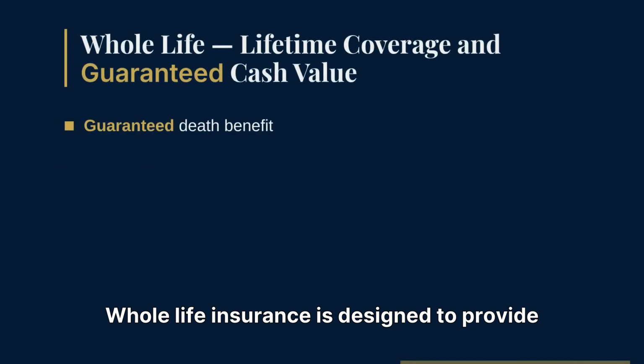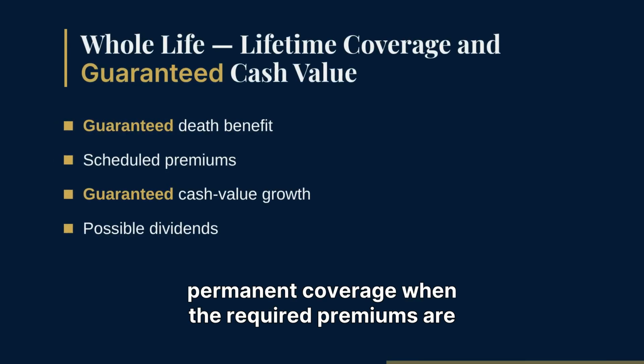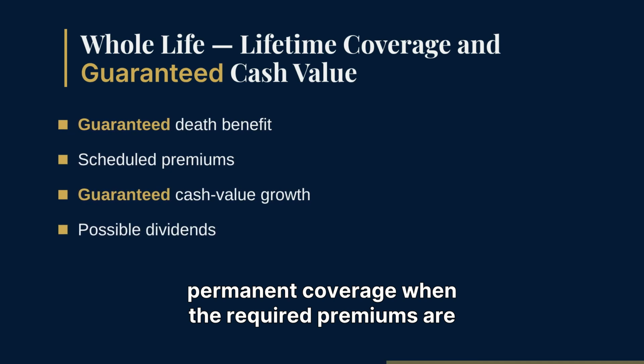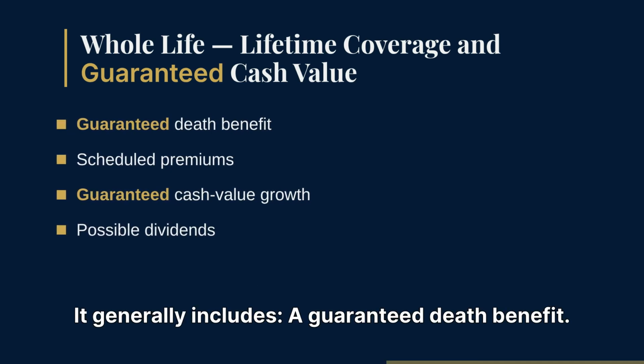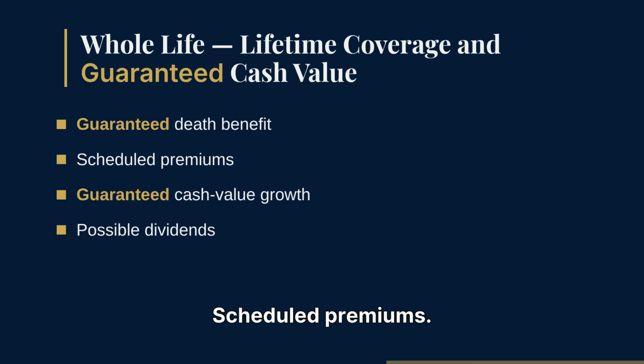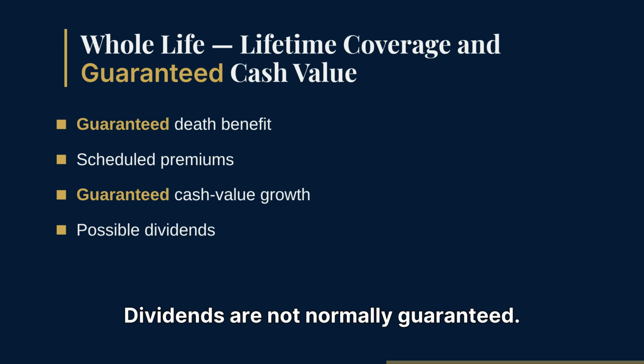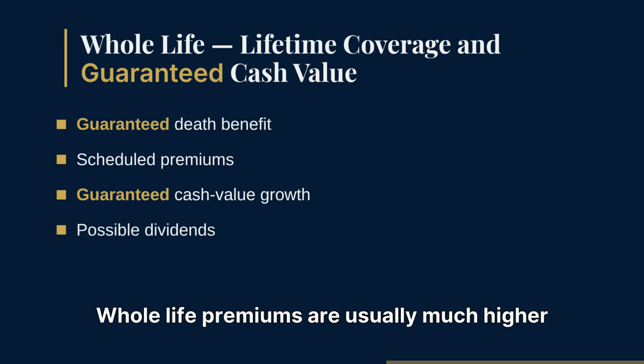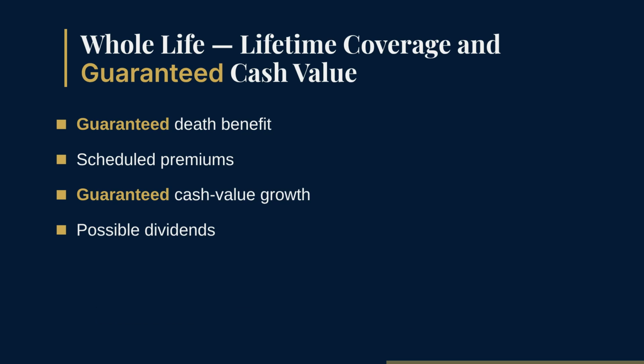Whole life insurance is designed to provide permanent coverage when the required premiums are paid. It generally includes a guaranteed death benefit, scheduled premiums, guaranteed cash value growth, and possible dividends. Dividends are not normally guaranteed. Whole life premiums are usually much higher than term premiums for the same death benefit.